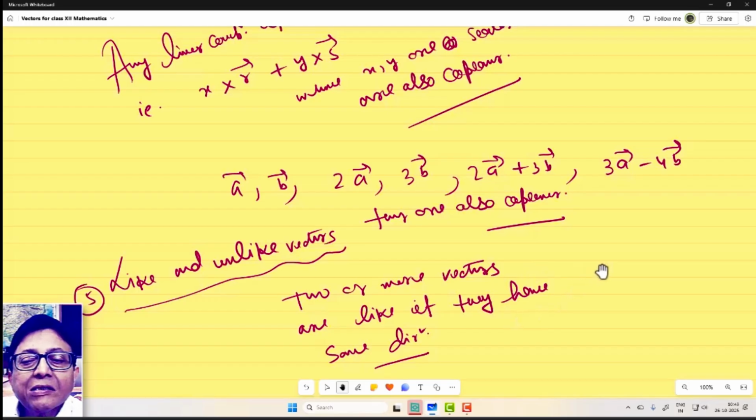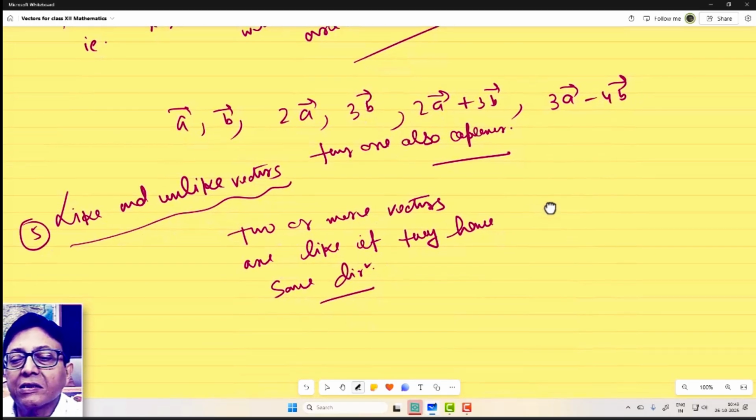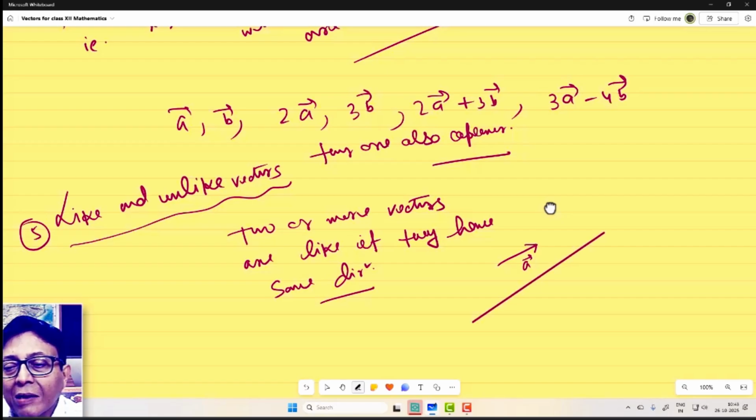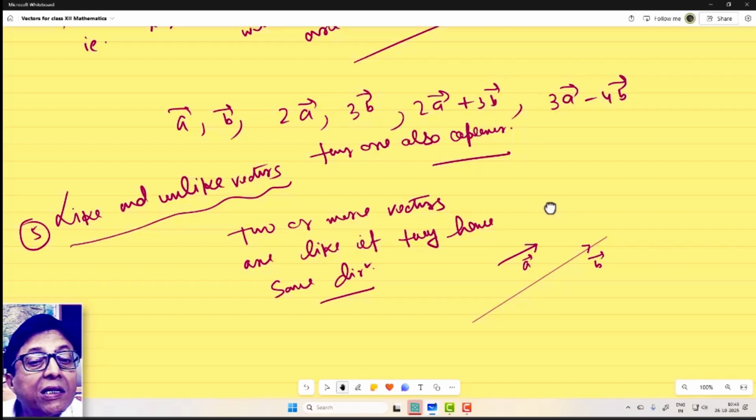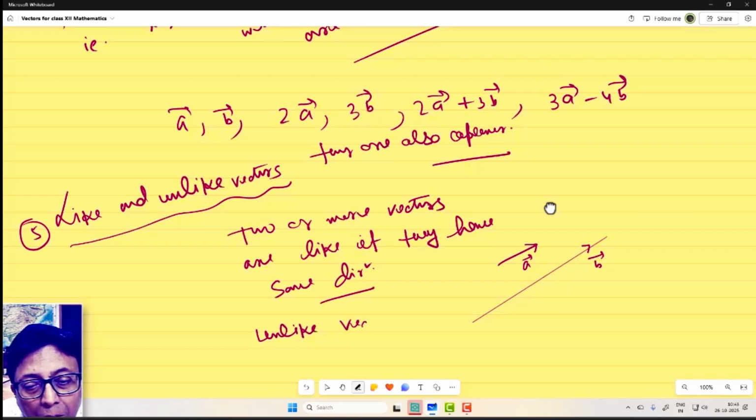Unlike vectors mean what? They don't have the same direction. So these two vectors A and B have the same direction, they are like vectors. Unlike vectors have different directions.